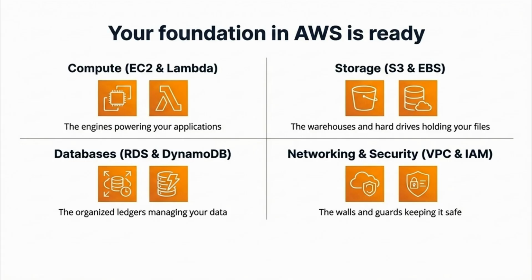As you can see, compute has EC2 and Lambda. These are basically the engines powering your applications. Then we can see the storage, that is S3 and EBS. This is basically the warehouse and hard drives holding your files, and the databases like RDS and DynamoDB are like an organized ledger managing your data. And the last one, the very important one, is networking and security, which comes with VPC and IAM. This is like the walls and guards keeping it safe. So safety is very important for your data.